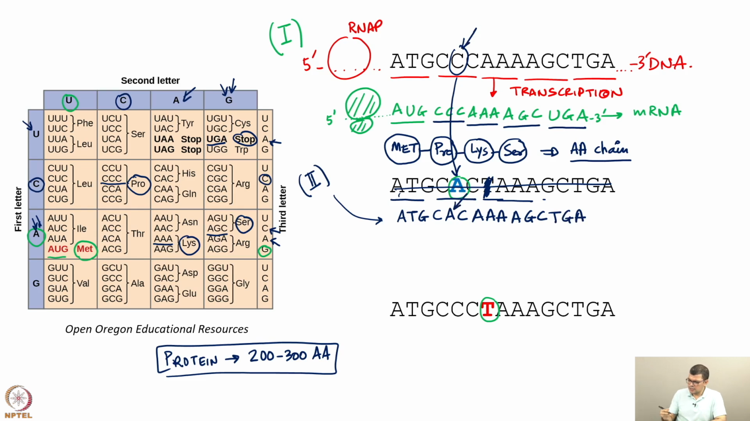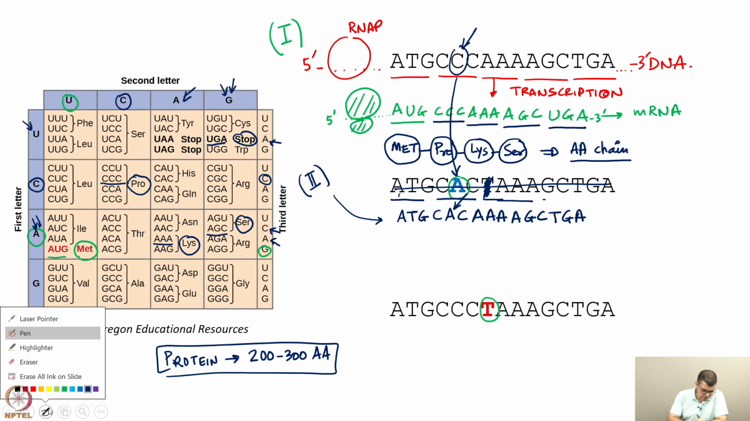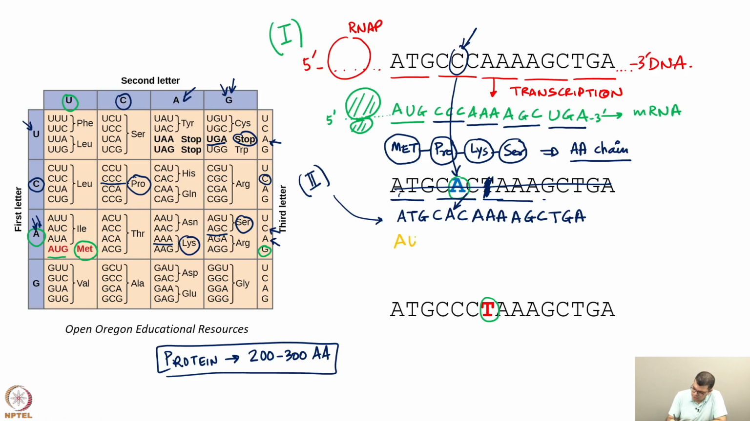So, let us try and understand what this single nucleotide change will do to the amino acid sequence that we get. So, as in the previous case, we first have the process of transcription, which results in the following mRNA.